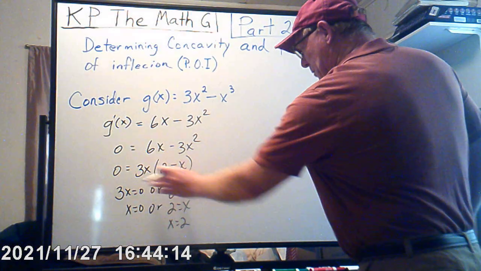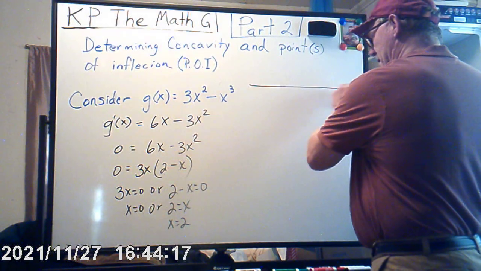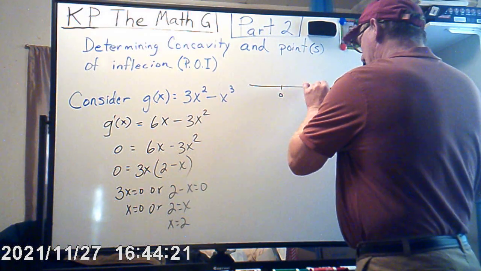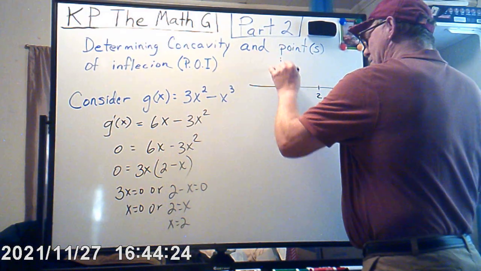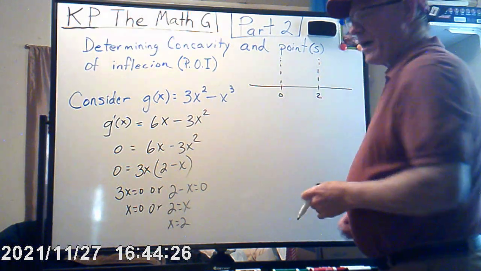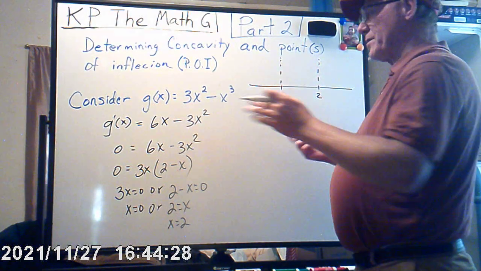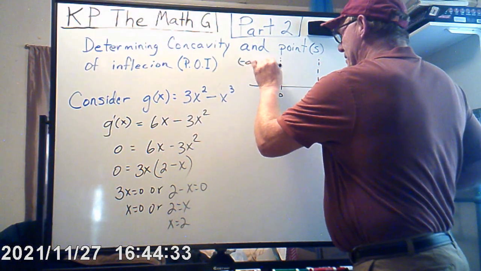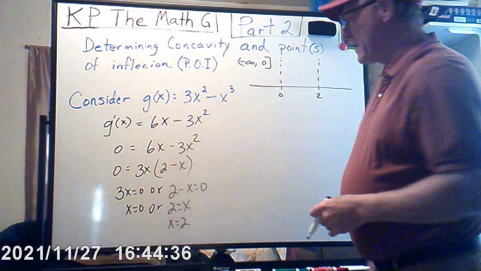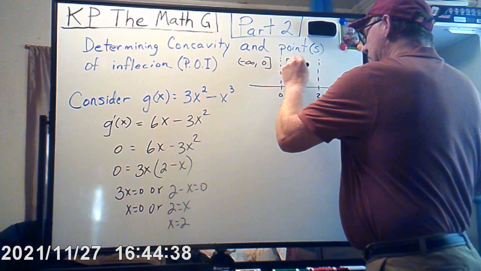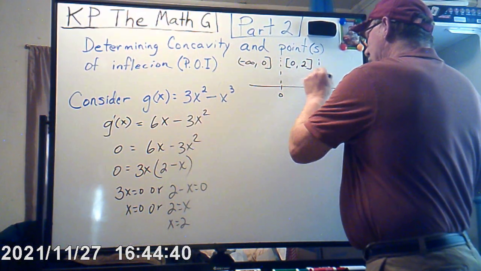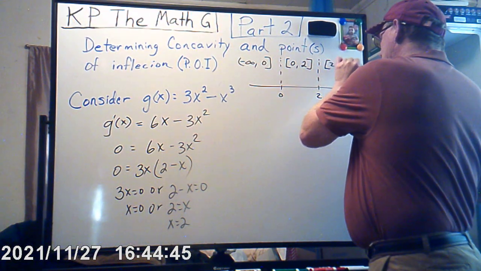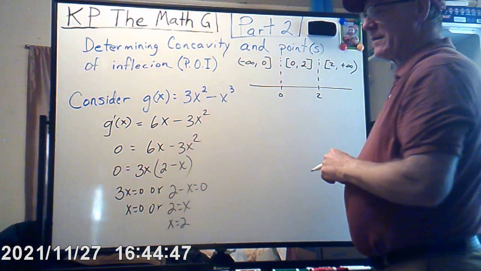just looking at this portion right here. What I want to do is plot these critical points, 0 and 2. Now this divides this up into 3 areas, or 3 intervals, if you will. One interval is from negative infinity to 0. Another one is from 0 to 2. And then another interval is from 2 to positive infinity.